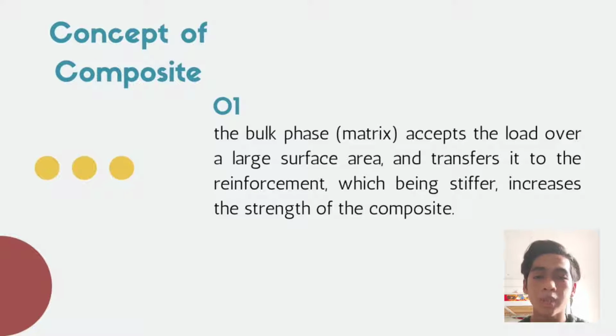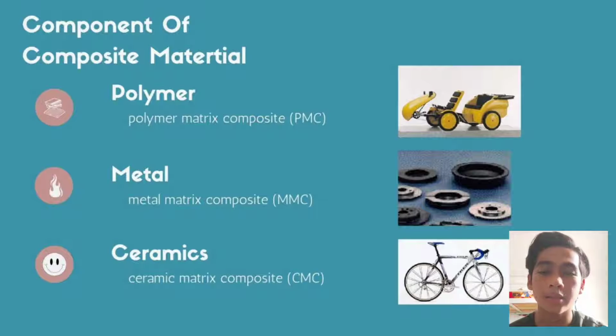Firstly, I will explain to you guys about the concept of the composite. The bulk phase or matrix accepts the load over a large surface area and transfers it to the reinforcement, which, being stiffer, increases the strength of the composite. There are three types of component of composite material.